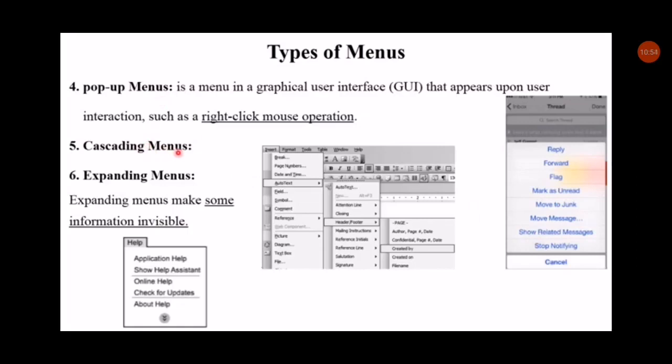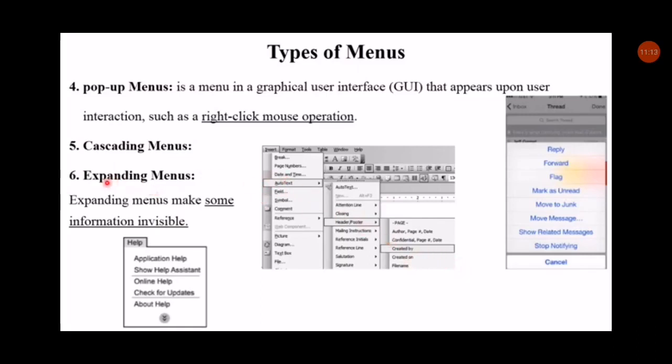Then cascading menu. Cascading menu means, see here, in insert there is an auto text option. Again in auto text, this type of option is available, header footer. And when you click on header footer, again the next option is available. So this is called cascading, meaning interrelated with each other, right?